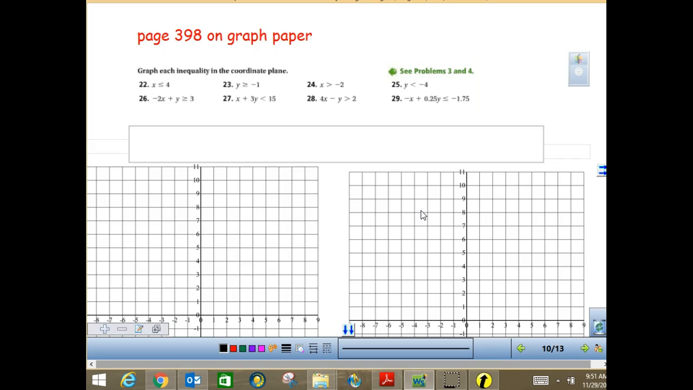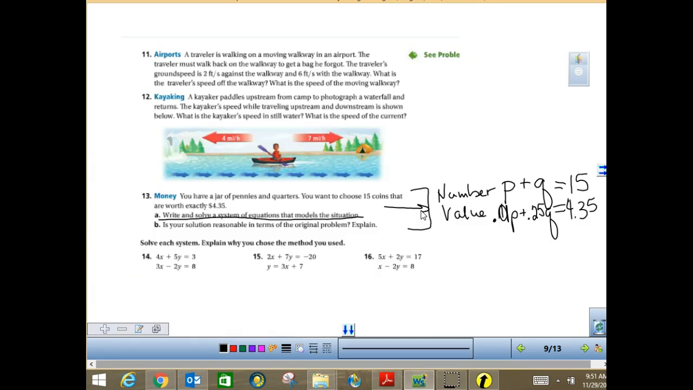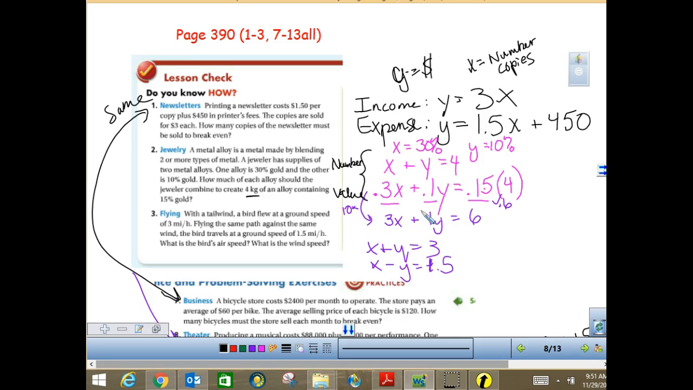When I was looking at a couple people's papers, as I looked at question 1, I had people give me an ordered pair, not an answer. They gave me x equals, not the answer. The question says, how many copies? Your answer should say blank number of copies were sold to break even, right? You need to answer the question.